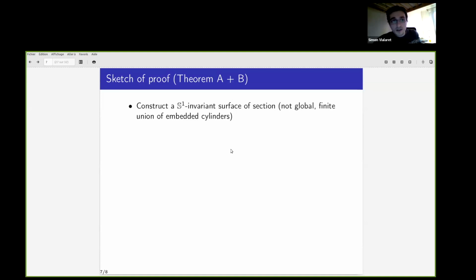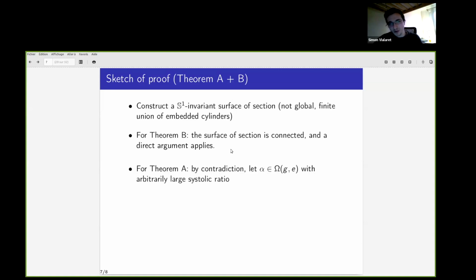So that's the first step, finding those nice surfaces of section. And now, in the case of theorem B, under those assumptions of tight plus bundles over the sphere, this actually forces the surface of section to be connected. And then we only have one surface of section. Everything is encoded in one real-valued function, let's say, and there is a direct argument to get the systolic inequality. So that's convenient. Then for theorem A, it's less direct.